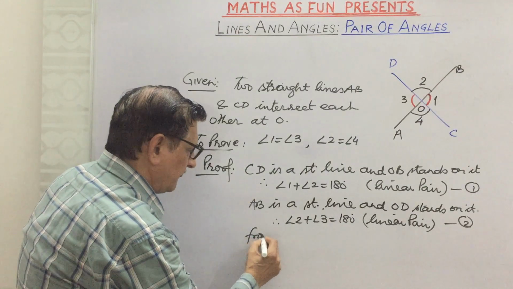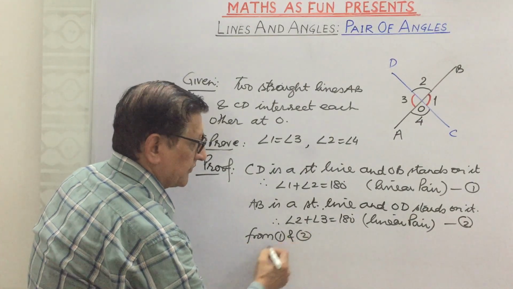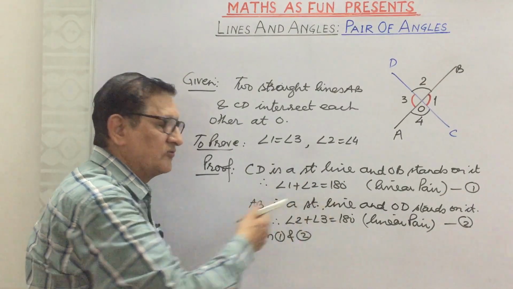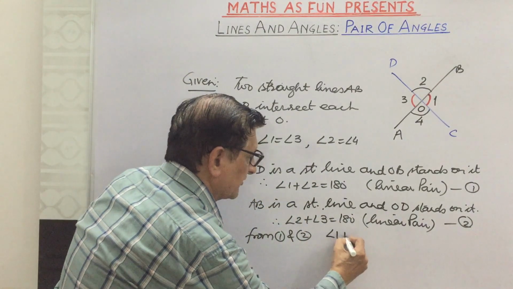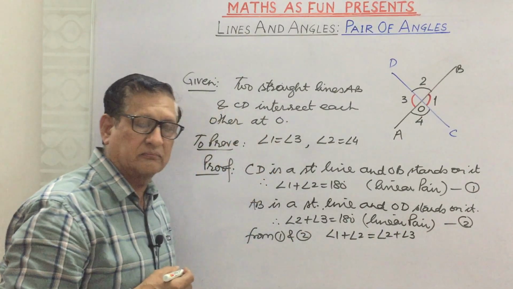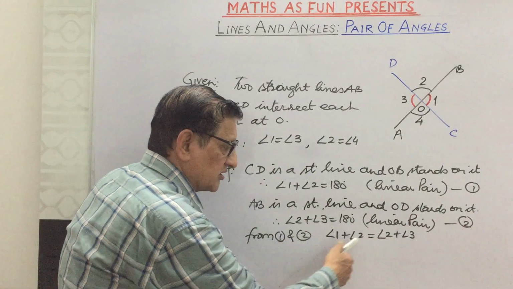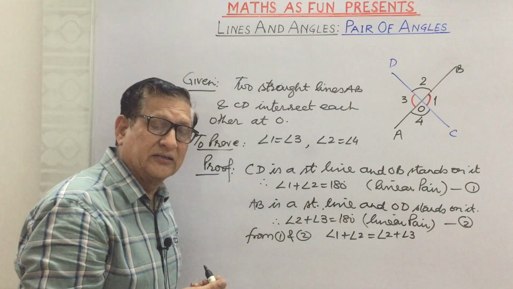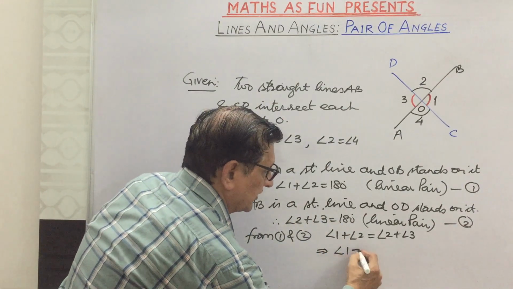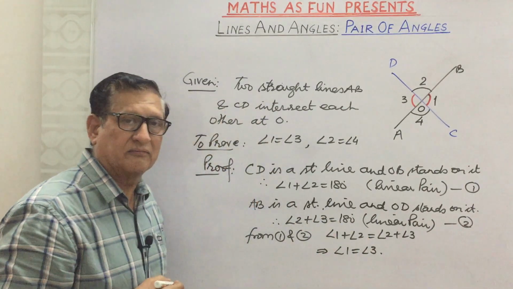What we find from 1 and 2? Angle 1 plus 2 is 180 degrees. Angle 2 plus 3 is also 180 degrees. Can we say that angle 1 plus angle 2 is the same as angle 2 plus angle 3? Angle 2 is on both the sides. Angle 2 and angle 2 cancel each other. So by the cancellation law, can we say that angle 1 is equal to angle 3?